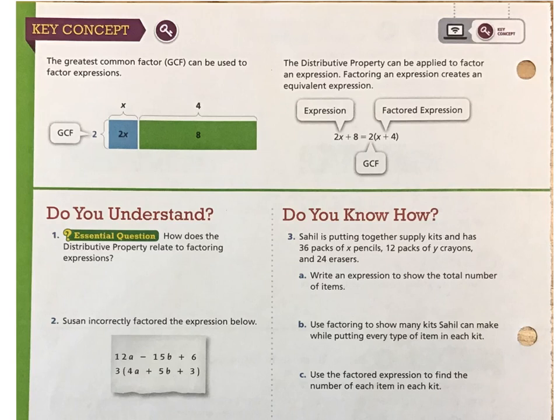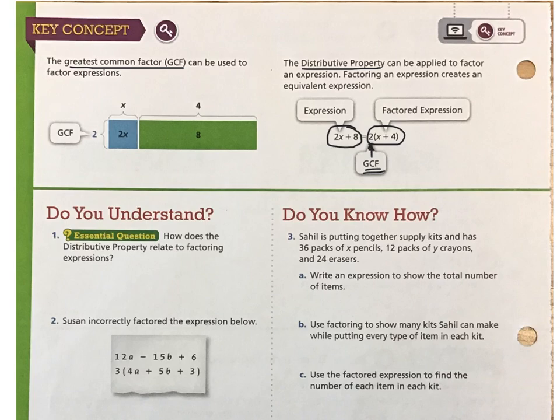Remember, in the key concept here, you have some hints that summarize the lesson. The greatest common factor is what you're looking for in order to factor expressions. We need to use the distributive property to factor those expressions by finding that GCF. So you'll notice here in the original expression and in the factored expression that you have taken that greatest common factor outside the parentheses, and then the factors inside are those remaining pieces of each term.